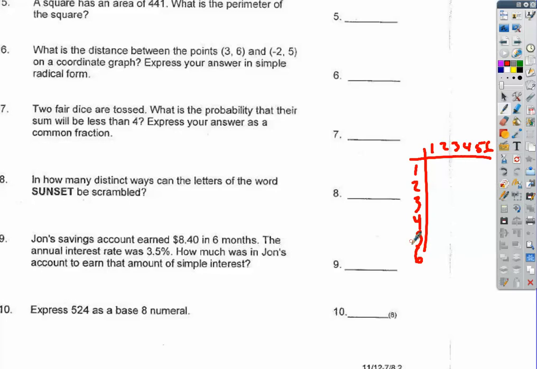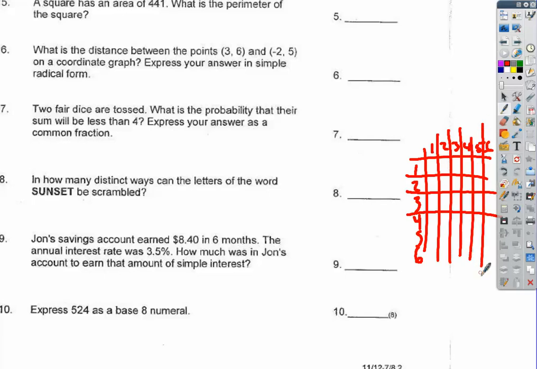But I know that if I roll a 4, then I cannot have a sum that is less than 4. So I'm not even going to worry about anything over 4, because I know it's impossible. So I'm going to clear out what I know to be impossible.